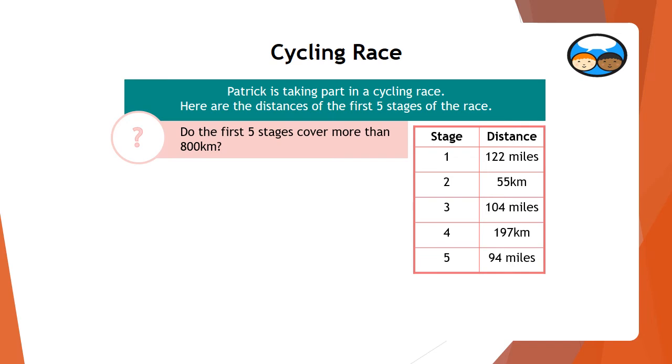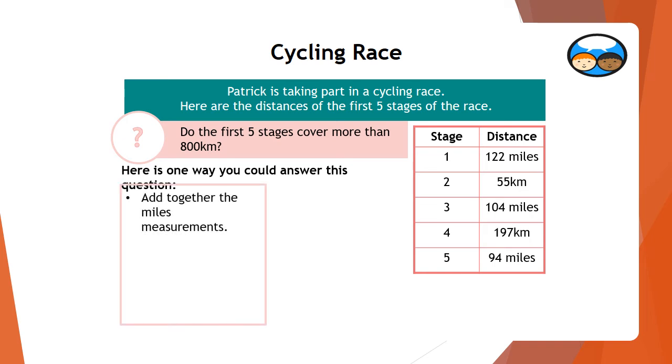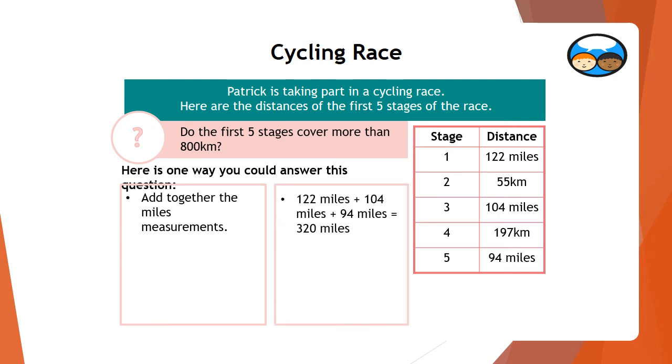It's very difficult to compare distances when they are using different units of measure. So what's the first thing we need to do? Excellent. We need to convert them all to make sure that they're using the same unit of measure. Here is one way you could answer this question. You could add together the miles measurements. 122 miles plus 104 plus 94 equals 320.